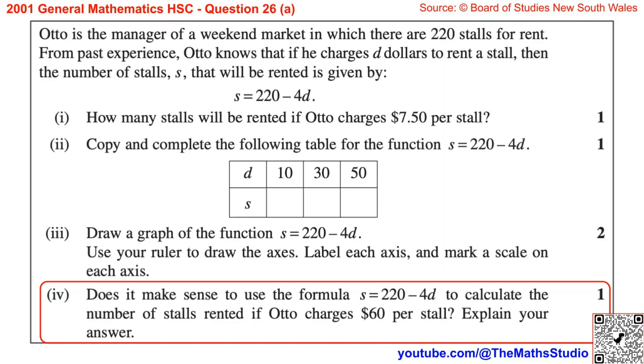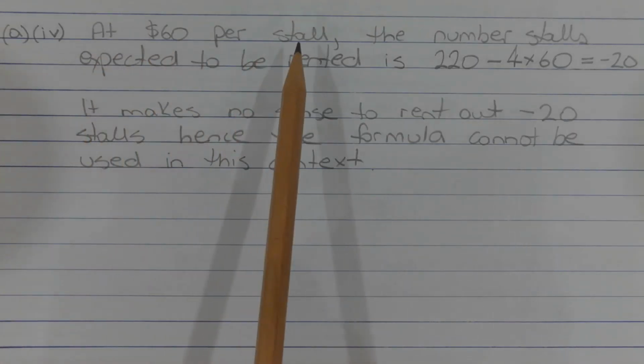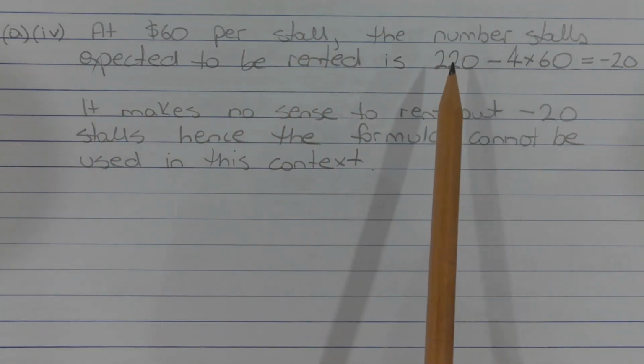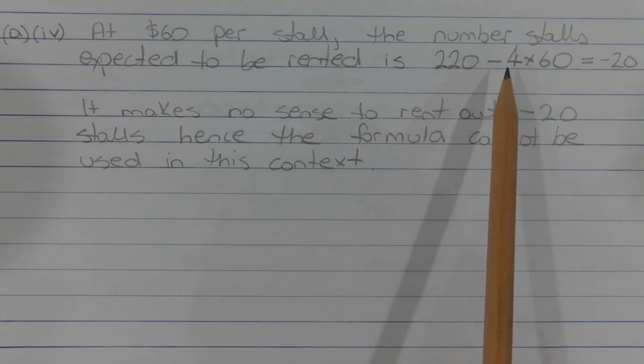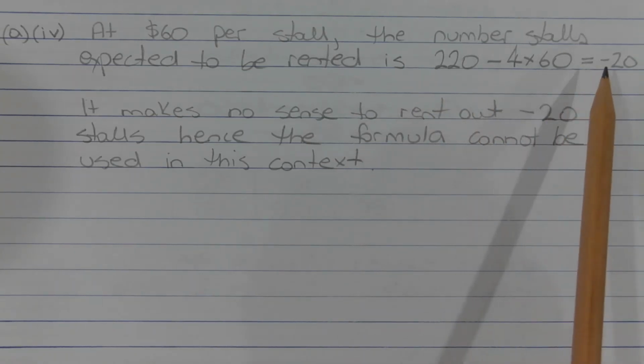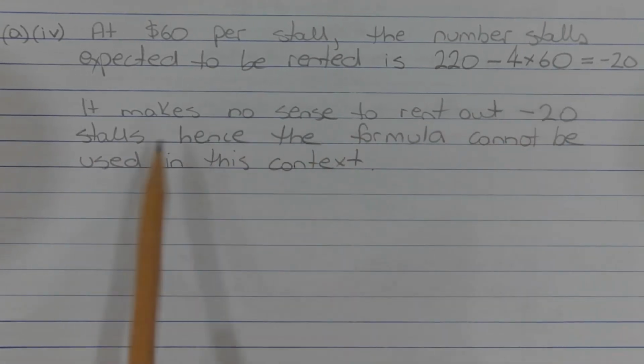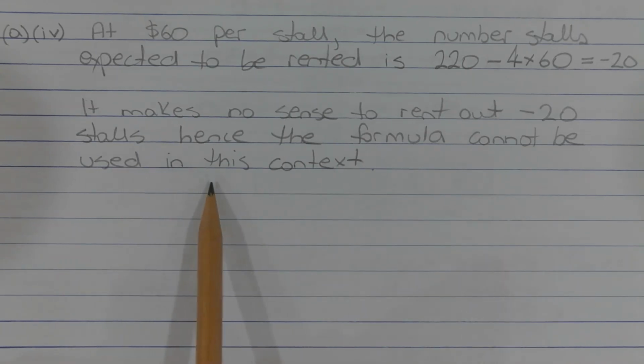Part 4. Does it make sense to use the formula S equals 220 minus 4D to calculate the number of stalls rented if Otto charges $60 per stall? Explain your answer. At $60 per stall, the number of stalls expected to be rented out according to the formula is given by 220 minus 4 times 60, which equals negative 20. And it makes no sense to rent out negative 20 stalls, hence the formula cannot be used in this context.